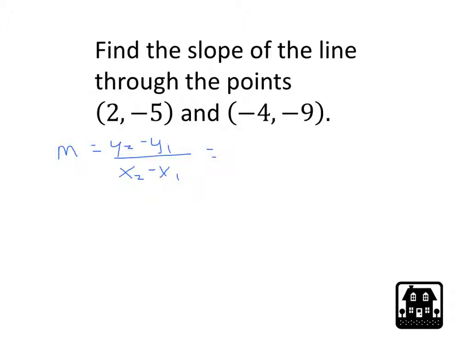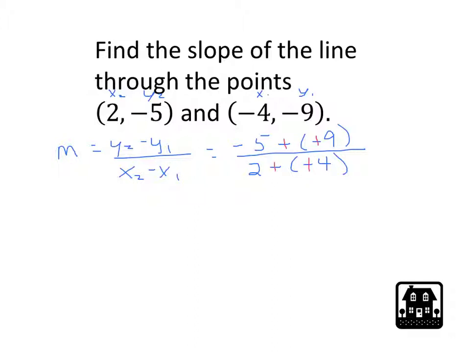So let's make 2 and negative 5 to be x2 and y2, and then this will be x1 and y1. Okay, so we start with y2 minus y1 over x2 minus x1. So we've got a lot of negatives to mess with. The easiest thing to do to start with is to say that minus a negative is plus a positive. Those minuses sort of cancel out.